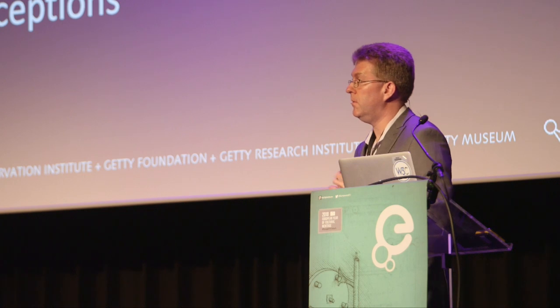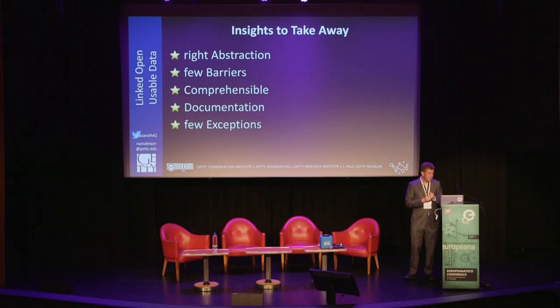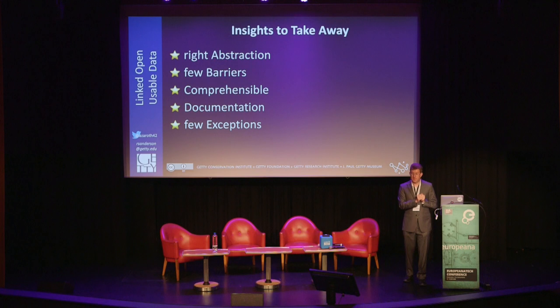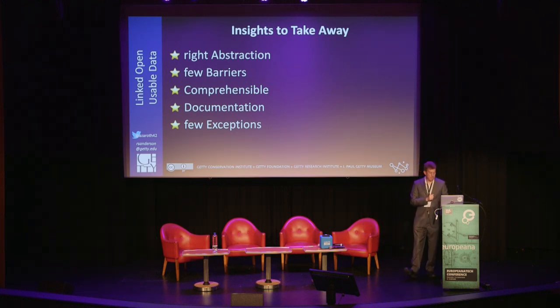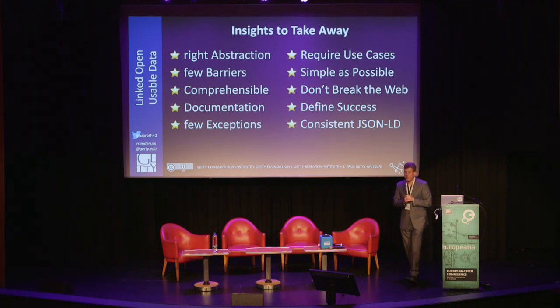So, to summarize, some insights to take away. A, B, C, D, E. Abstraction, right abstraction, few barriers to entry, comprehensible data, documentation, documentation, documentation, and as few exceptions as possible. The flip side of those, you'll get to the right abstraction by requiring use cases. As simple as possible, but no simpler, means that you have few barriers to entry. Don't break the web. That just goes without saying. Define success in your documentation rather than failure so that then you can have extensions and experimentation.